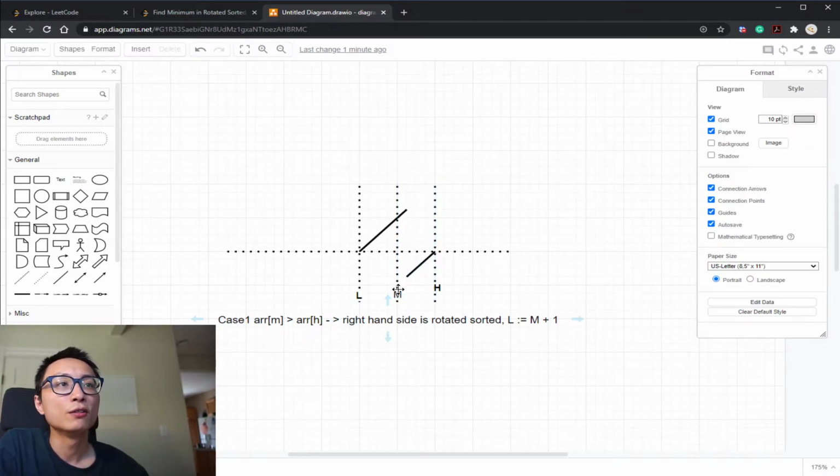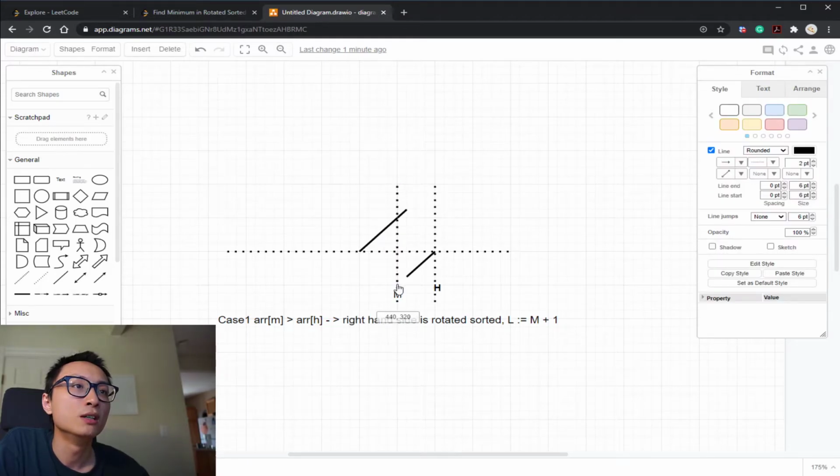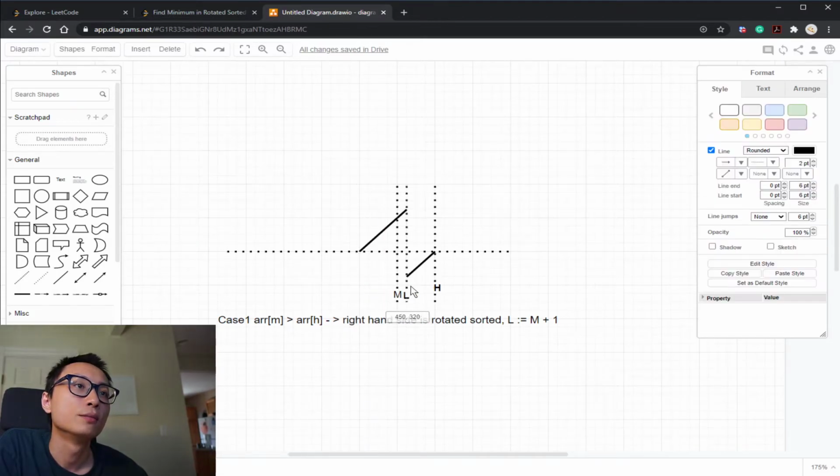So in summary, if we find the median value is larger than the upper bound position's value, that means the right-hand side partition of the rotated sorted array contains the minimum, and we only consider that part. We can update by moving the lower bound to one larger than the median, because the median value is strictly larger than the upper bound's value, which means the drop hasn't happened yet. So we can safely move it to be one more than that. This is the update rule for the first case in the binary search.